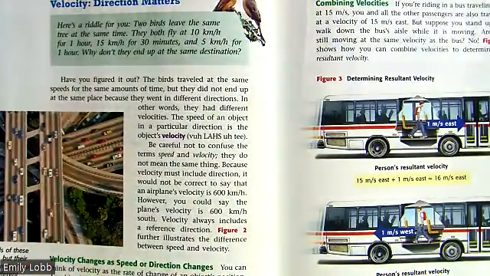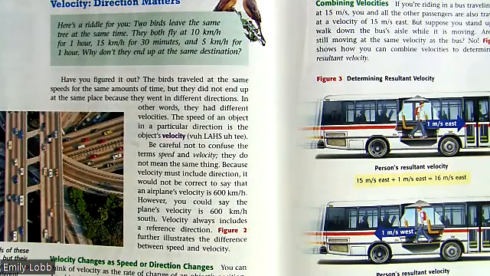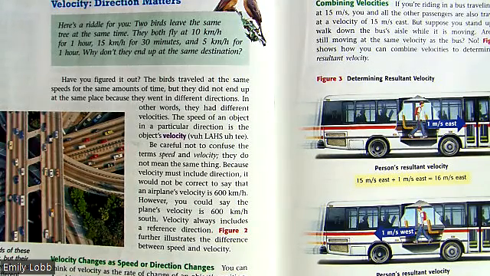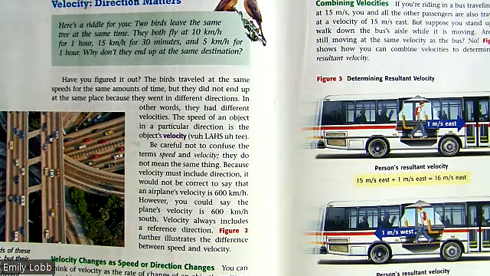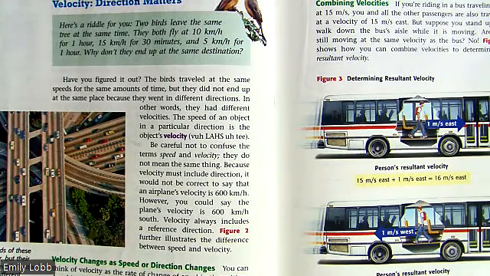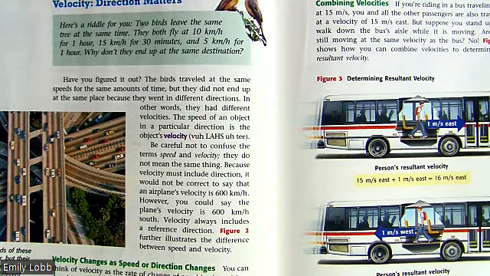Guys, I should see you on page 6. The birds traveled at the same speed for the same amounts of time, but they did not end up at the same place because they went in different directions. In other words, they had different velocities. The speed of an object in a particular direction is the object's velocity.